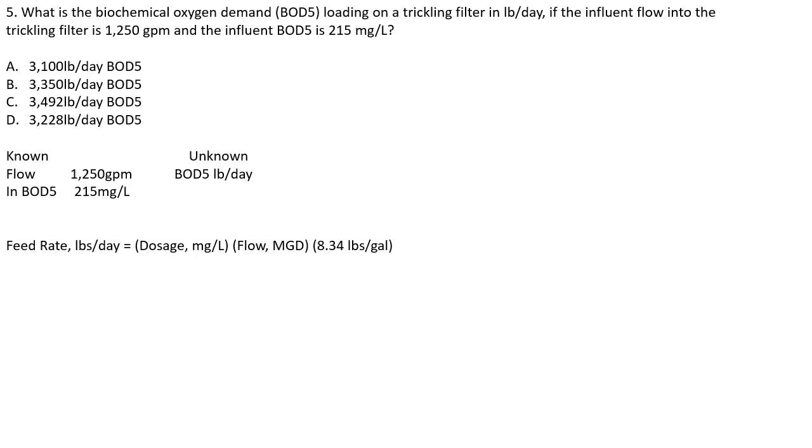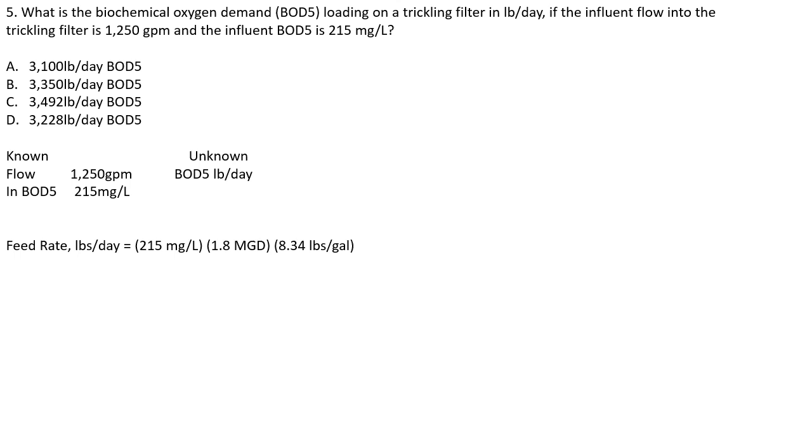Hey look, it's another pounds formula. Feed rate, pounds per day, is equal to the dosage, or just milligrams per liter, times the flow in million gallons a day, times 8.34 pounds per gallon. Alright, so we need to convert the 1,250 gallons per minute to million gallons. So we have this set up so everything cancels out. So you have 1,250 gallons per minute. The minute goes on bottom. We're going to multiply that by 1,440 minutes in a day, and the minutes will cancel out. We're going to multiply that by 1 mg over a million gallons. We're going to divide, and you get 1.8 mgd.